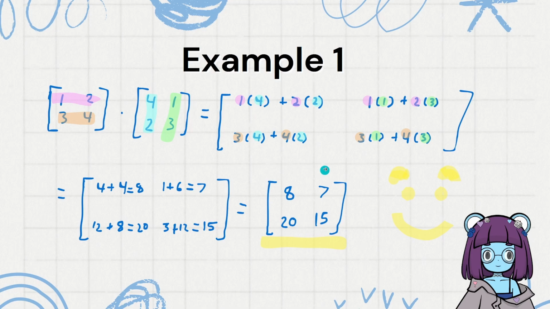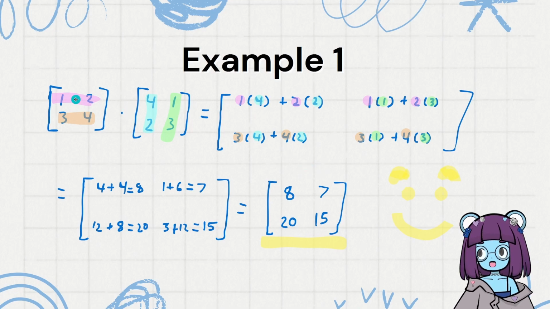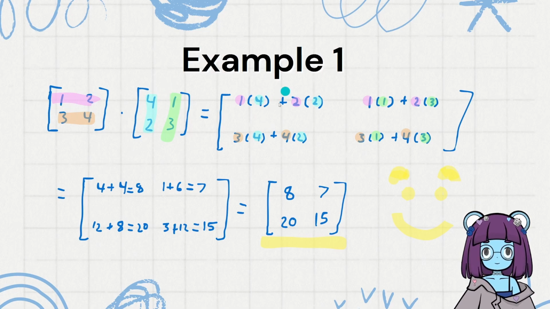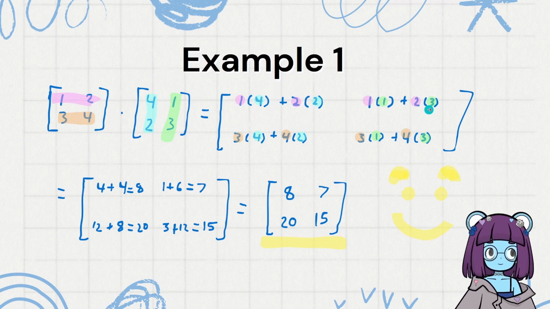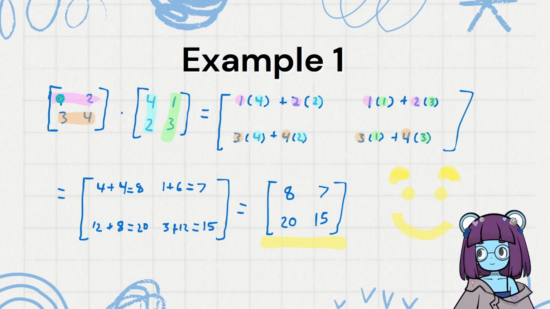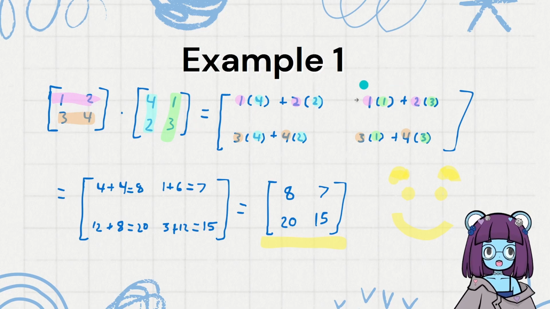So here we have example 1. So we look at the first row and the first column. You take 1 times 4, and then you have 2 times 2, and then you add those values. And then you continue on to the second column. You do the same, 1 times 1, 2 times 3, so that will be this value.